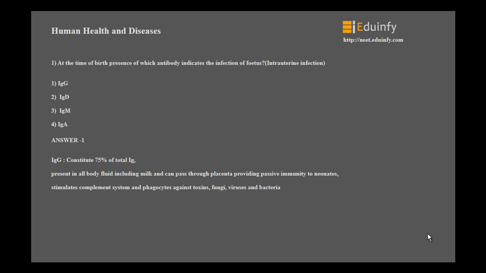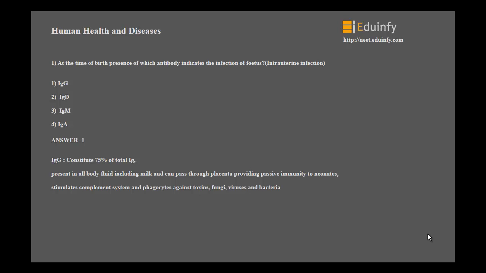Okay, so first question is, at the time of birth, presence of which antibody indicates infection of fetus? So these are immunoglobulins IgG, IgD, IgM and IgA. Answer is IgG. Okay. There are a few points about immunoglobulins. You just note it down.